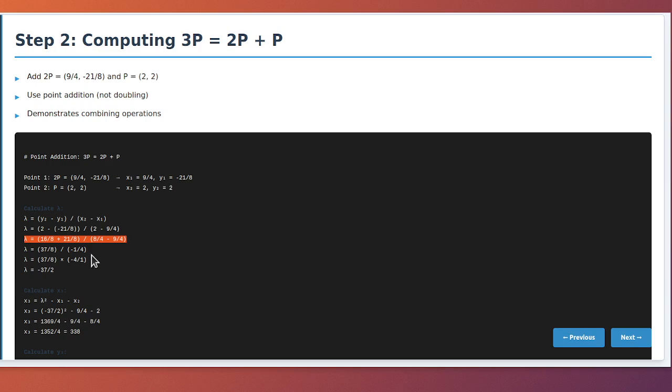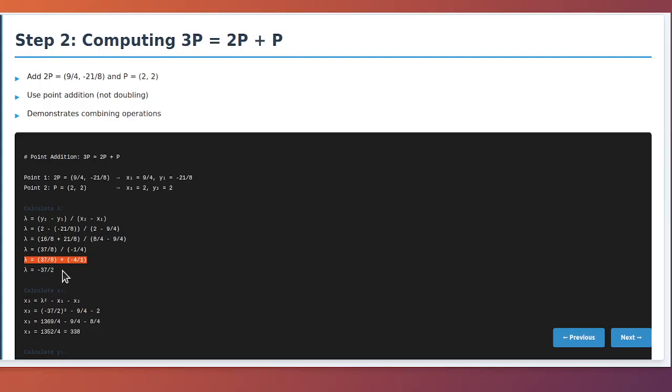Next, for the denominator, we have 2 minus 9/4. Converting 2 to an equivalent fraction of 8/4, the denominator becomes 8/4 minus 9/4, resulting in negative 1/4. Therefore, lambda is 37/8 divided by negative 1/4. To perform this division, we multiply 37/8 by the reciprocal of negative 1/4, which is negative 4/1. This multiplication yields negative 148/8. Finally, simplifying this fraction, lambda equals negative 37/2.